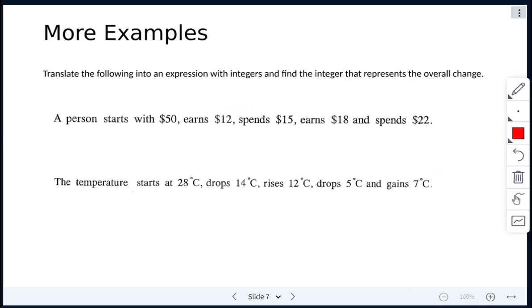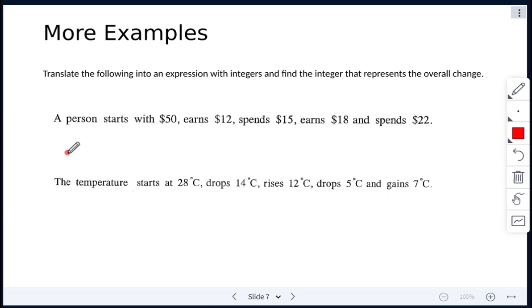So a person starts with $50. They earn $12. They spend $15. Then they earn $18, and then they spend $22. So what we have to do is translate it into an expression with integers, and then we have to find the integer that represents the overall change. So basically, write out the mathematical expression and then solve it.